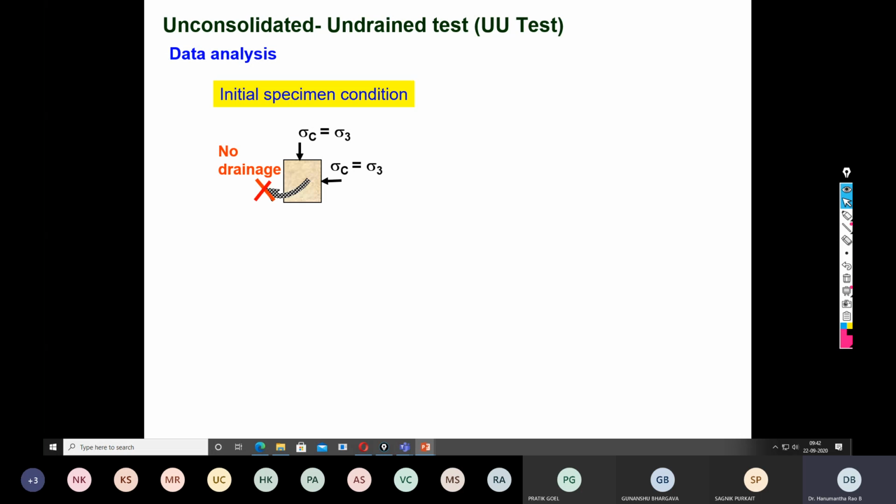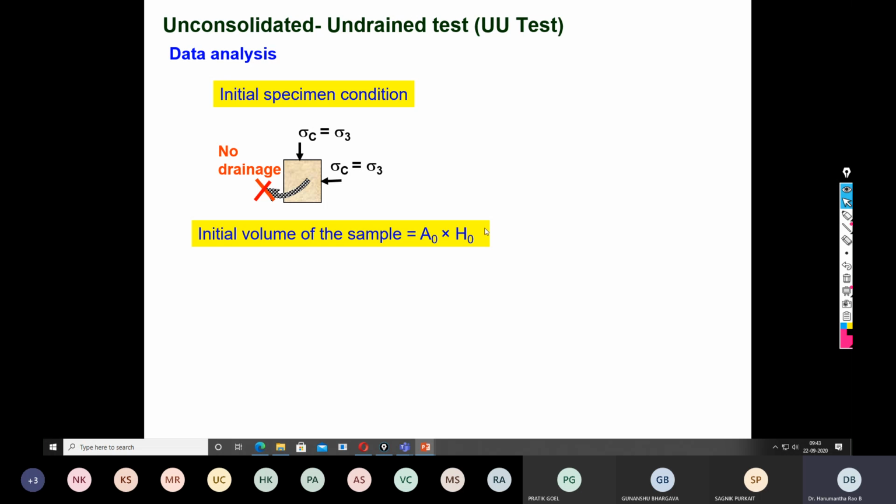The last one is the unconsolidated undrained test. Here no drainage valve is opened, and the soil sample is not allowed to consolidate under any amount of confining stress or deviator stress. When you apply the confining pressure, the total load is shared between the soil particles and the water, because excess pore water pressure develops. Since no water is allowed to drain out of the soil sample, we can again see a change in the volume of the soil sample, but in the reverse direction.